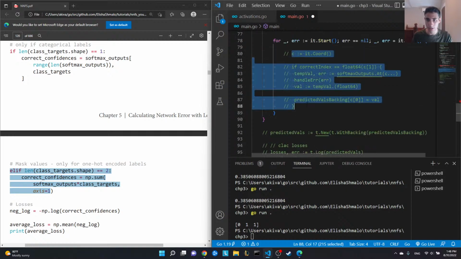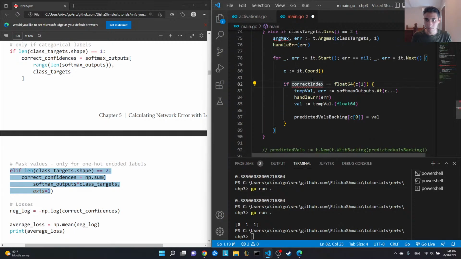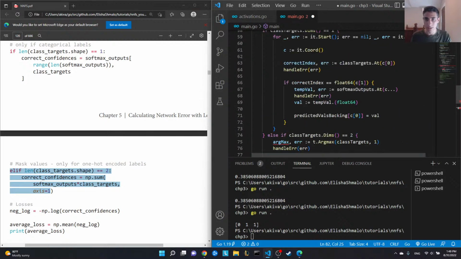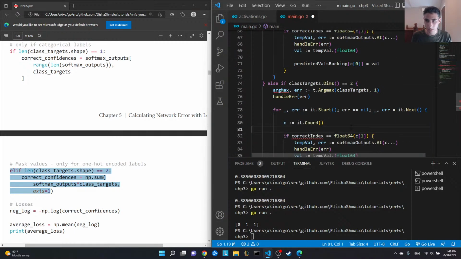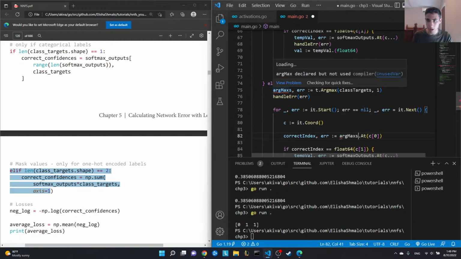But over here in these lines of code, we're gonna do a very similar operation. We're gonna get the correct index in the same way, except we're gonna say not class targets, but rather argmax. Oh, let's call this argmaxes, and let's call this argmaxes. What's the problem? Argmax declared but not used. It is used. It's used right here.